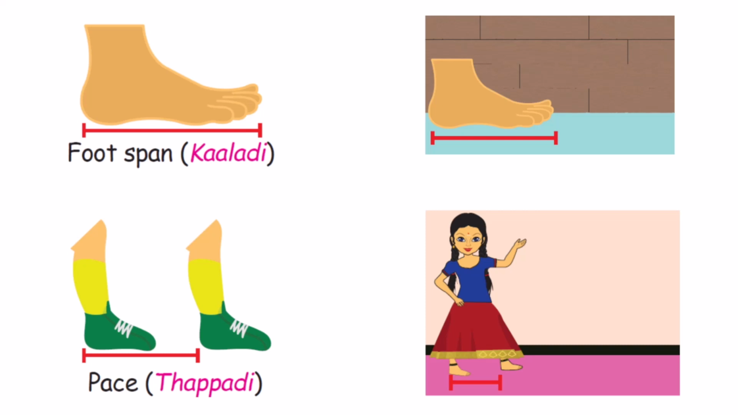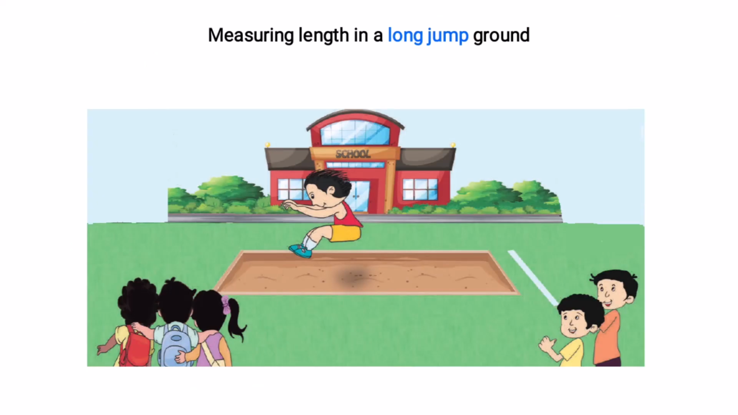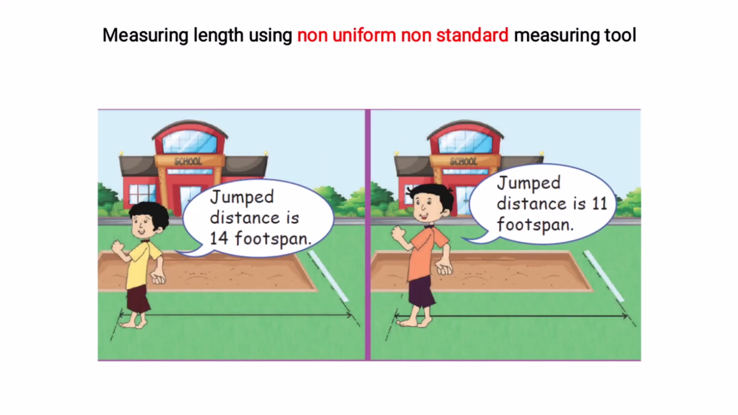Now moving to measuring length in a long jump ground. What can you see in this picture? A boy is doing long jump. We are now going to measure the length. We can measure the length in different ways. First method is measuring length using non-uniform, non-standard measuring tool. That is using body parts. Here we use footspan to measure the length.